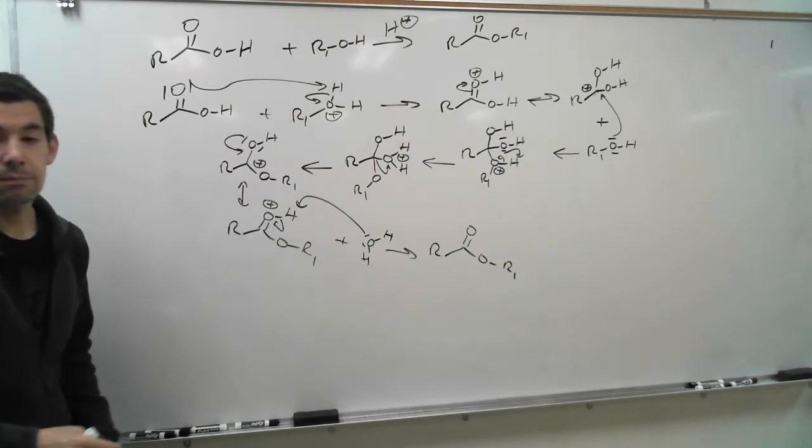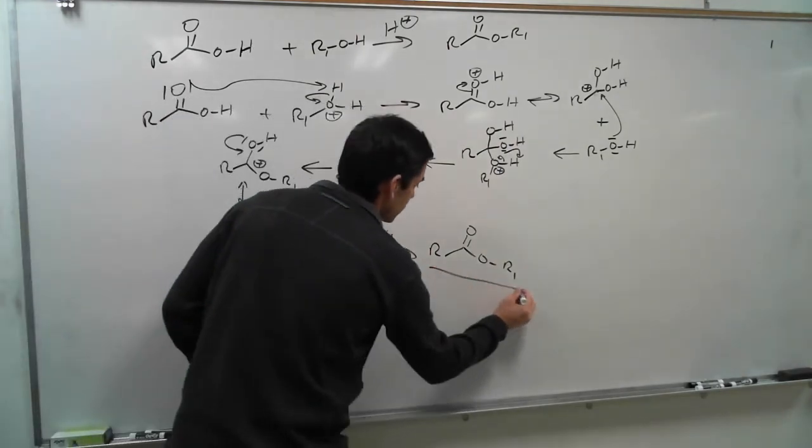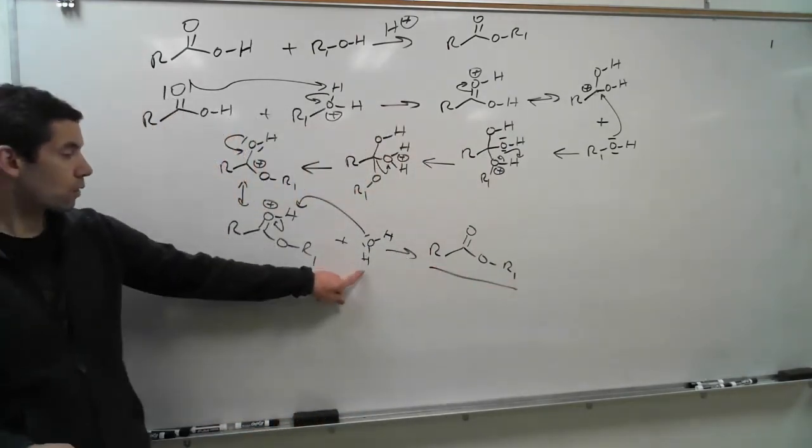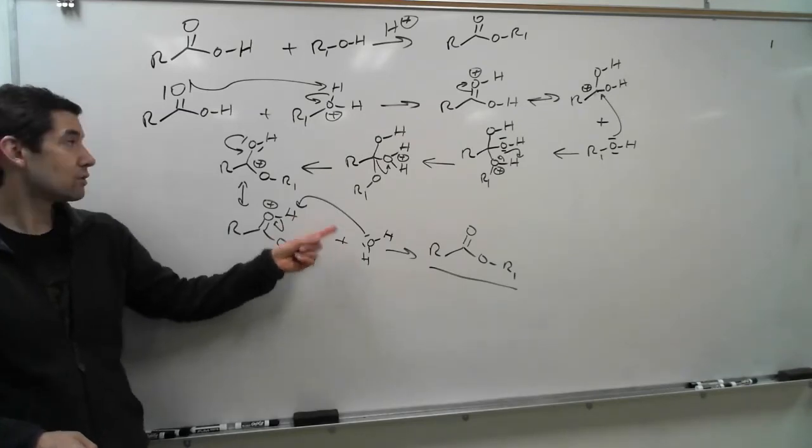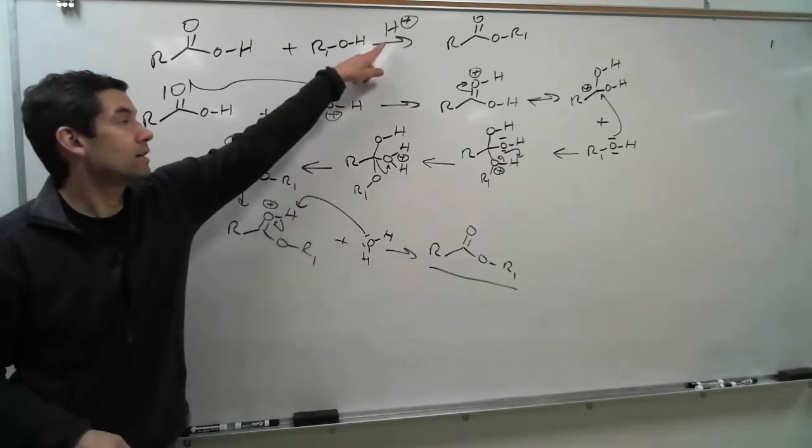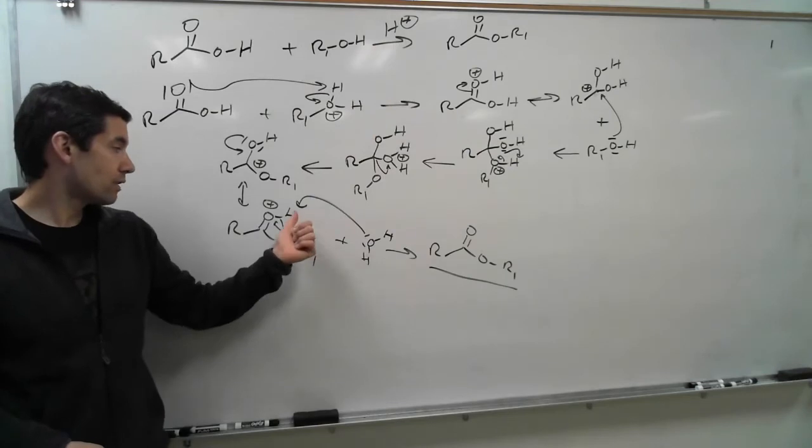Then we end up with our ester at the end here. Again, notice I used water to pull off that proton. Necessarily, I could have used the alcohol to pull off the proton. Maybe we had H2SO4 in there, the conjugate base. We just know that proton's going to leave.